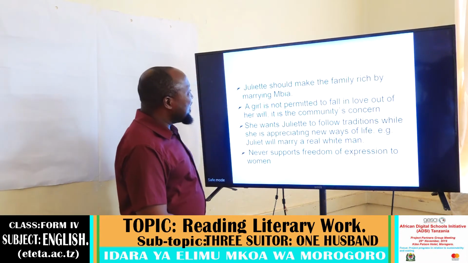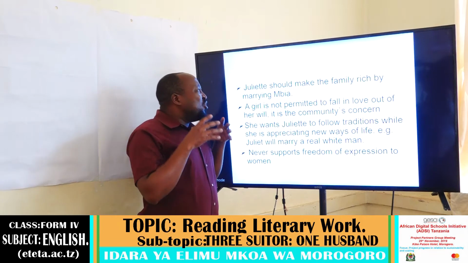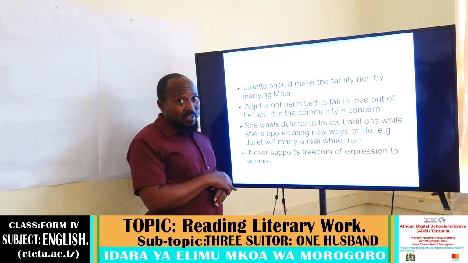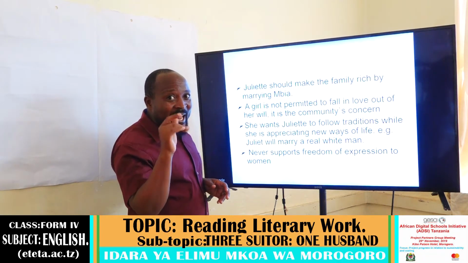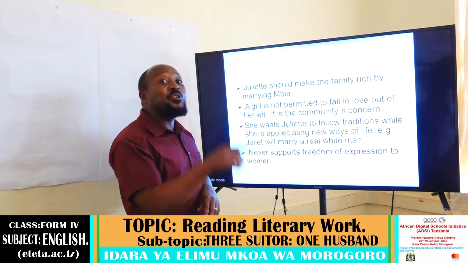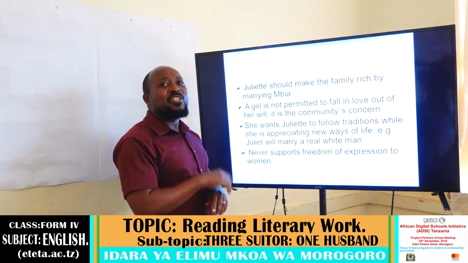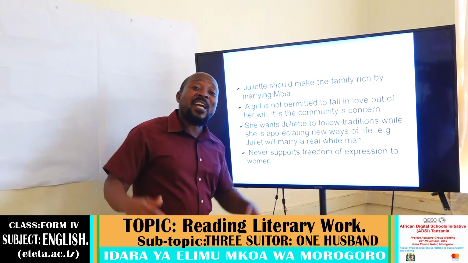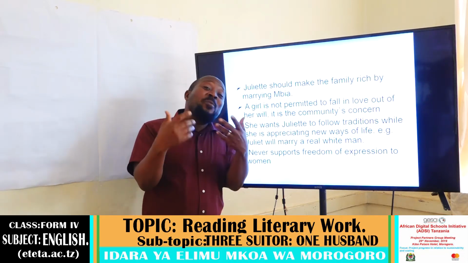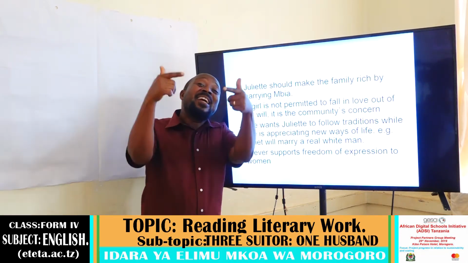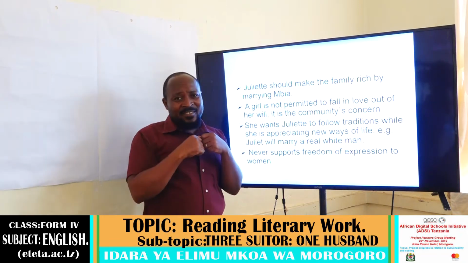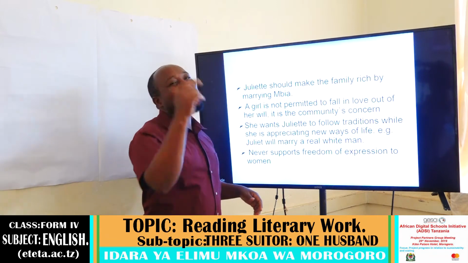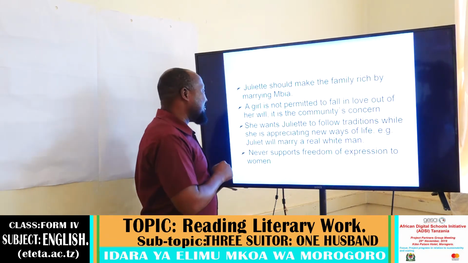According to Bella, Juliet should make the family rich by marrying Bea. That's according to Bella, Juliet's grandmother. Juliet should make the family rich. In other words, in any African society, a girl should be prepared to make the family rich by marrying a rich man, regardless of the age, of course. You have to remember that one.